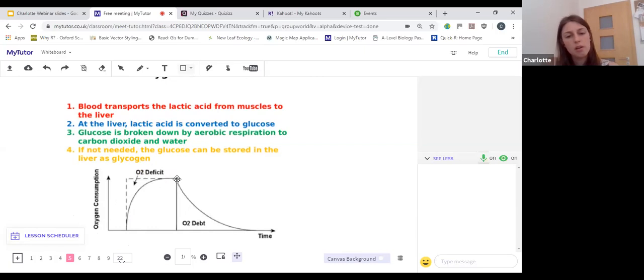And then when we stop exercising, which is at this line here, our breathing rate continues. So we're taking in lots more oxygen, and in our liver, we can then break down the lactic acid, which is converted to glucose, and then the glucose is broken down by aerobic respiration into carbon dioxide and water. So we kind of finish off that process. And so the oxygen debt decreases over time.